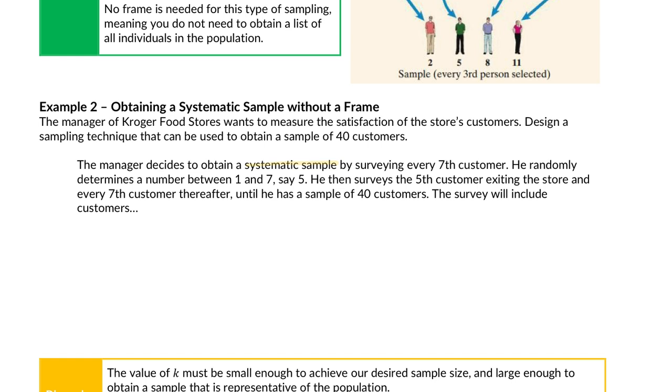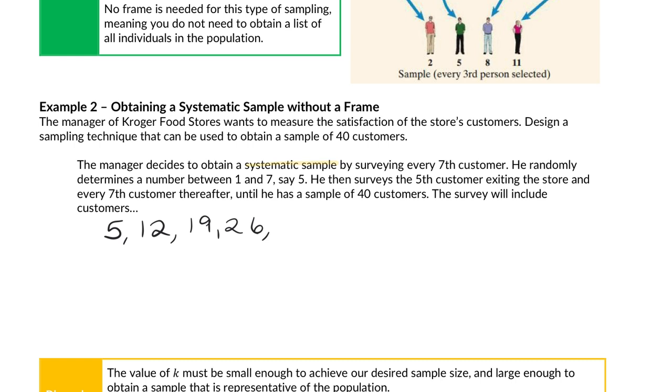The survey will include customers' numbers, and we need to list them out. What is the first customer he's going to sample? Customer number 5. What is the next customer he's going to sample? 12. How did you get 12? Added 7. What's the next one? 19. And then, cool. We're going to keep adding 7 over and over again, but since this is a process where I need 40 numbers, we're going to do it in a very, very systematic way.